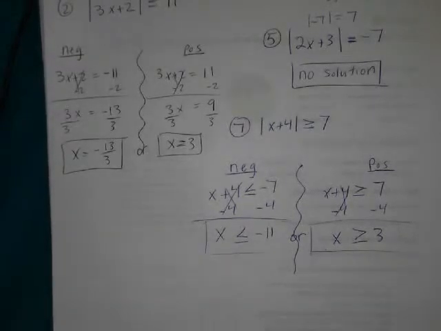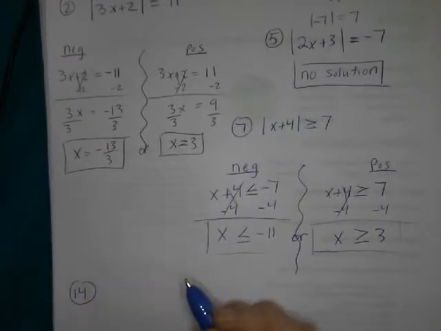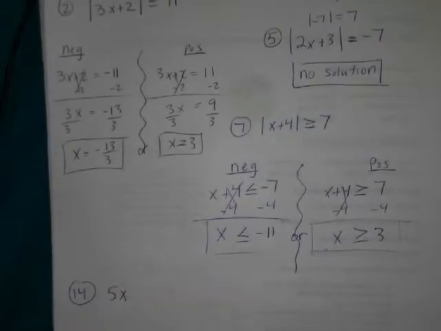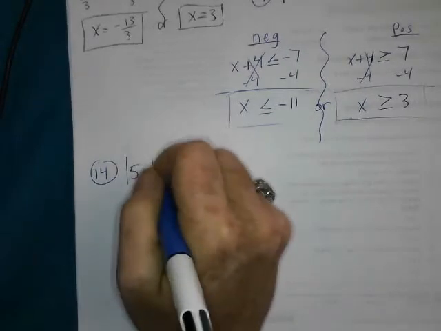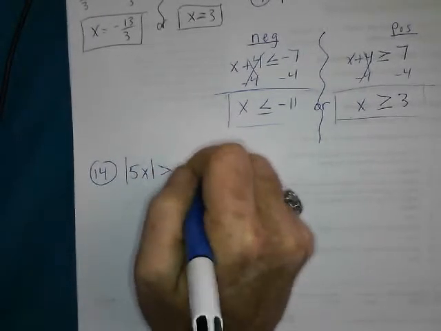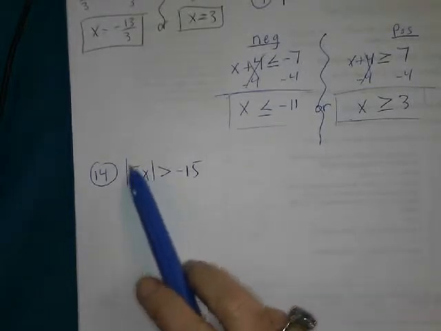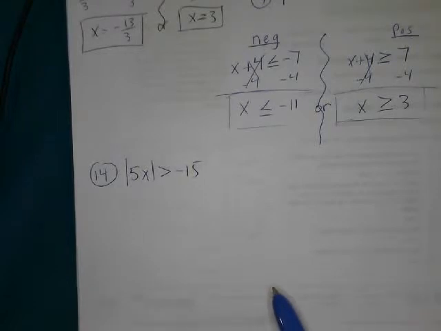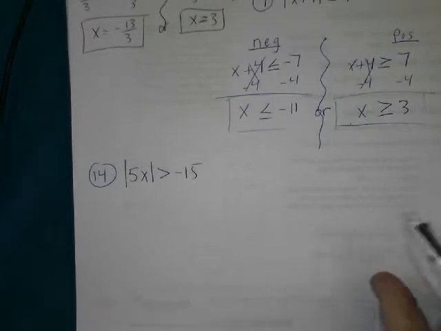Number 14. Oh, number 14 looks a little bit interesting. I try to just do the ones that are the most interesting. Okay. Can an absolute value of something be greater than a negative number? Well, we know it can't be a negative number, because we found that out when we were doing the one up here. But can it be greater than a negative number?